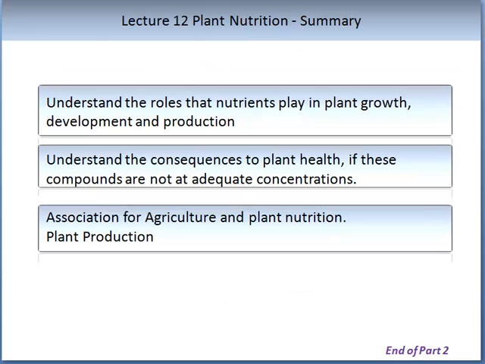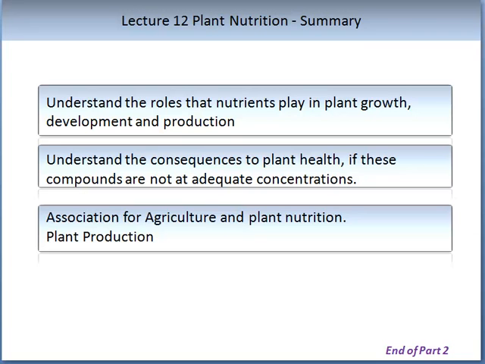In part 1 of this topic, Plant Nutrition, Lecture 12, you were asked to read the recommended textbook, Taiz and Zeiger, Plant Physiology, 5th edition, Chapter 5, on Plant Mineral Nutrition. Many of the aspects covered in this topic are relevant to the lecture here. Please understand the roles that plant nutrients play in growth, development and production. Understand the consequences to plant health if these compounds are not in adequate concentrations.